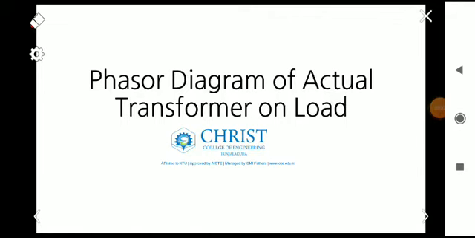Hi all, welcome to another video of the subject DC Machines and Transformers based on the KTU syllabus, and we are on module 4. Today we will discuss the phasor diagram of an actual transformer on load.